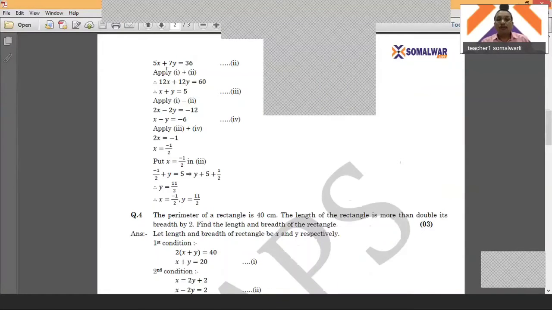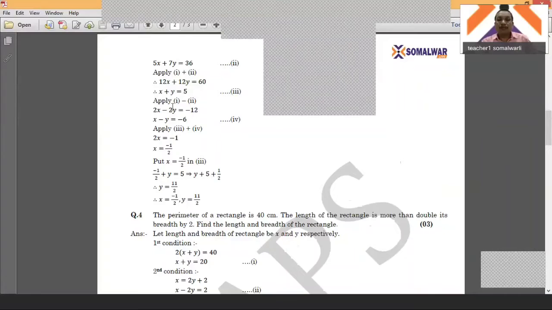What we do? We first add both the equations. We get the value of x plus y. Then we subtract the equations. We get the value of x minus y, like that. And then simplifying is very simple. So adding both the equations, 1 plus 2, it will give us 12x plus 12y is equal to 60. And all are divisible by 12. So dividing by 12, it will give us x plus y is equal to 5.